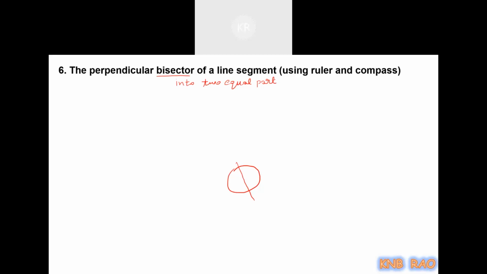So here, who does the bisection? That fellow will be called a bisector. Any doubt? No doubt, sir.